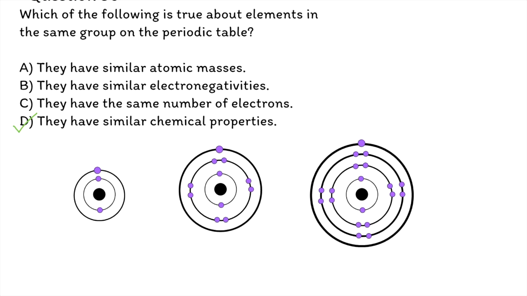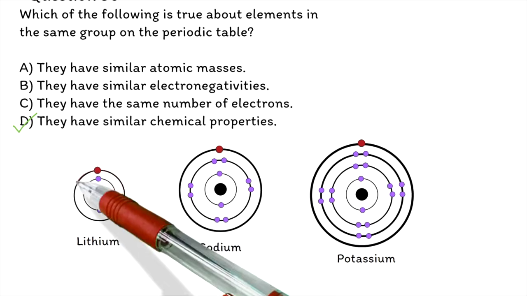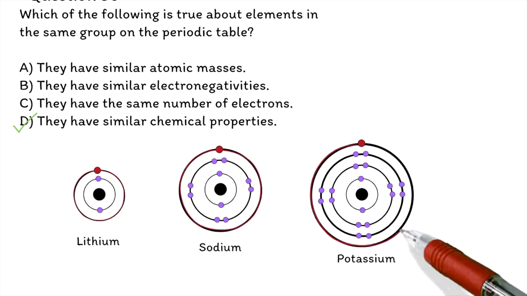For example, elements in group 1, such as lithium, sodium, and potassium, all have one valence electron and are highly reactive with other elements. From these images, you can see that although these elements have different numbers of electrons, they all have just one electron on the last shell.